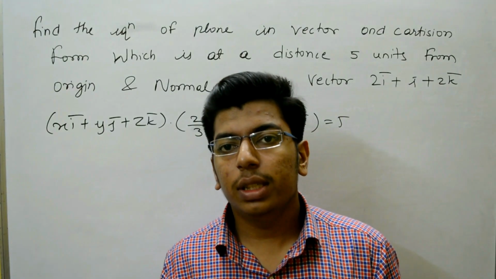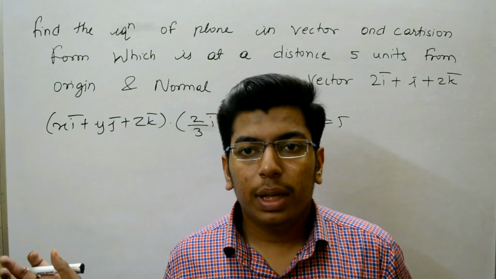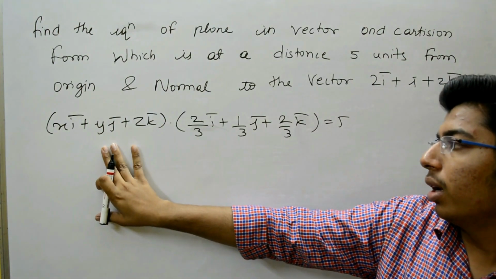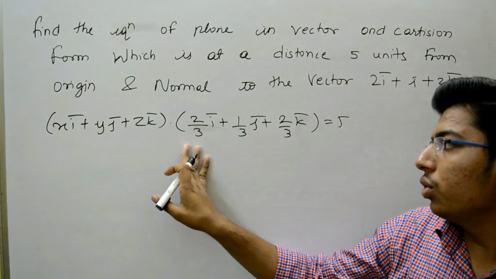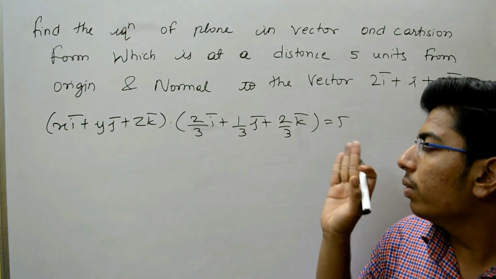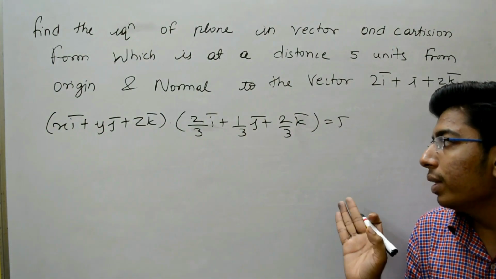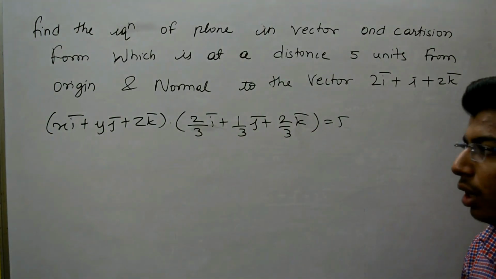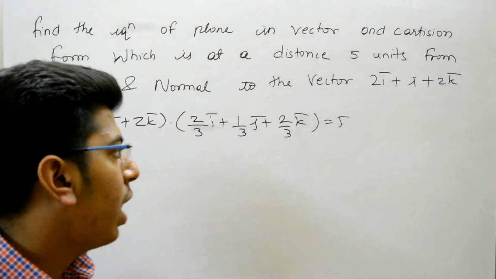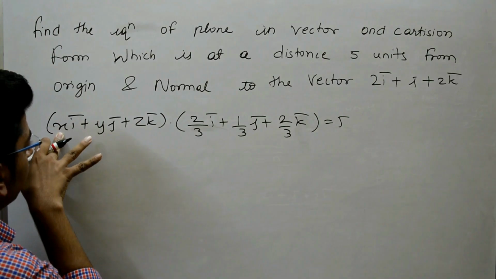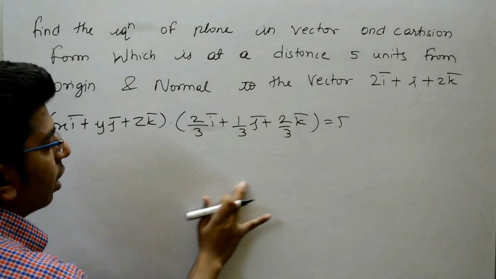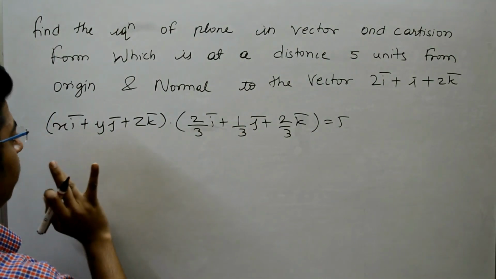So our equation that we get is like this: xi bar plus yj bar plus zk bar, into, that is dot product, 2 by 3 i bar plus 1 by 3 j bar plus 2 by 3 k bar equal to 5. By the property of the dot product, we just multiply the coefficient of i with the coefficient of i, coefficient of j with coefficient of j, similarly for k.